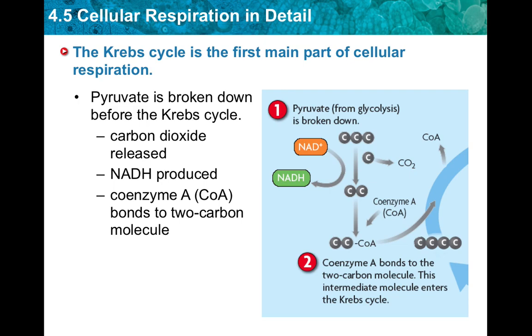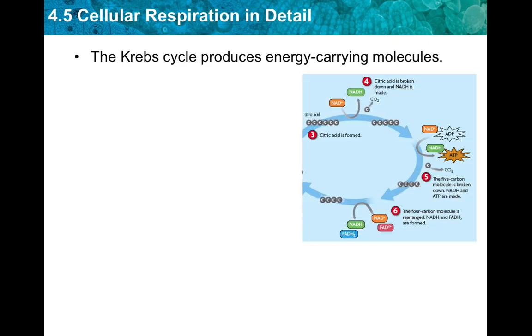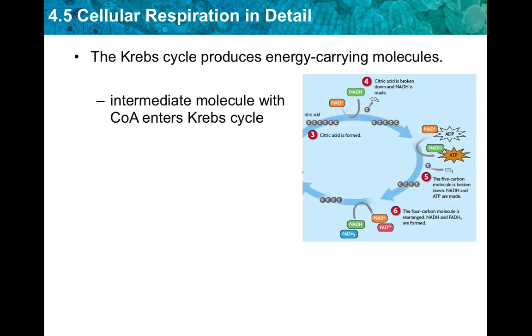Then coenzyme A bonds to the carbon molecules made from the breakdown of pyruvate. The intermediate molecule then enters the Krebs cycle. The Krebs cycle produces energy-carrying molecules. The intermediate molecule enters the cycle.